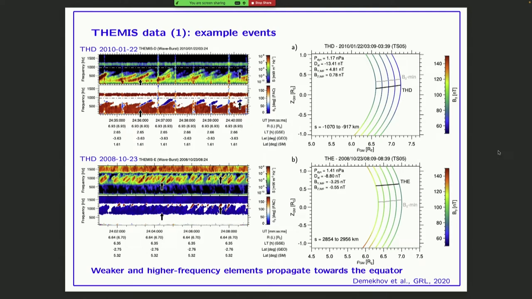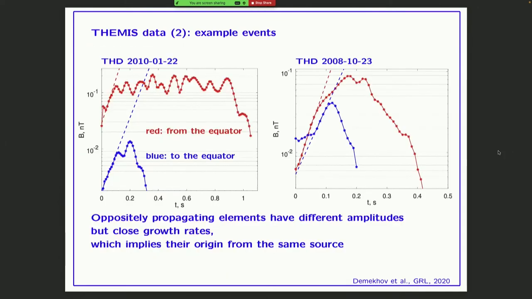So this is summarized below in the slide: weaker and higher frequency elements propagate towards the equator. They are indeed weaker, as you can see in the total power spectrograms. And the next slide, please. These plots show that indeed elements going to the equator are weaker than those going from the equator. On the other hand, their exponential growth phase has similar values of the growth rate. And this implies that they originate from the same source. So we can go to the next slide now.